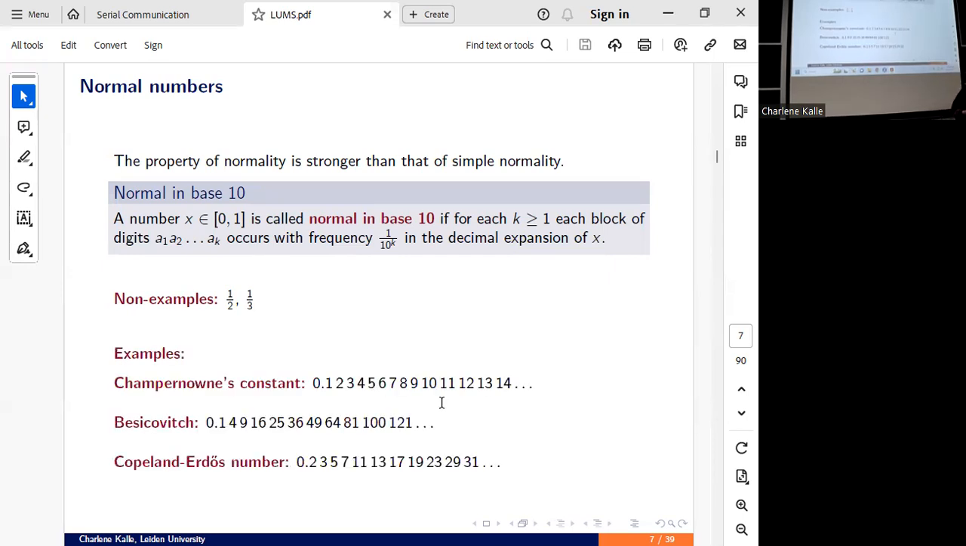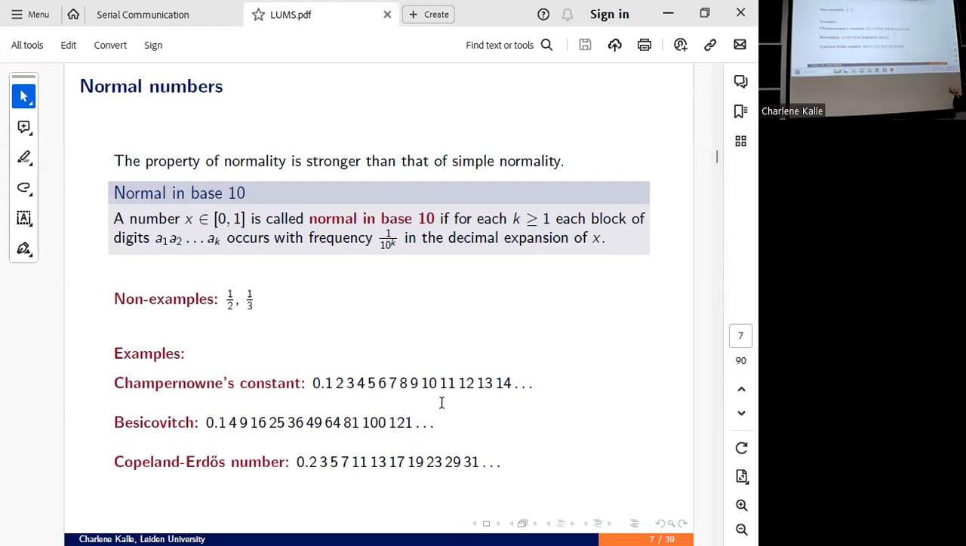So we have very many non-examples, but to find examples, this is a bit more challenging now. So here are some famous examples of numbers that are normal in base 10. The Champernowne constant puts all the natural numbers in a row as digits. So it's 1, 2, 3, 4, 5, 6, 7, 8, 9, 10, 11, 12, etc. So it just puts all the natural numbers in a row. That is normal. It was proven. So Besicovitch also found or proved that this number is normal. So can you see what is happening there?